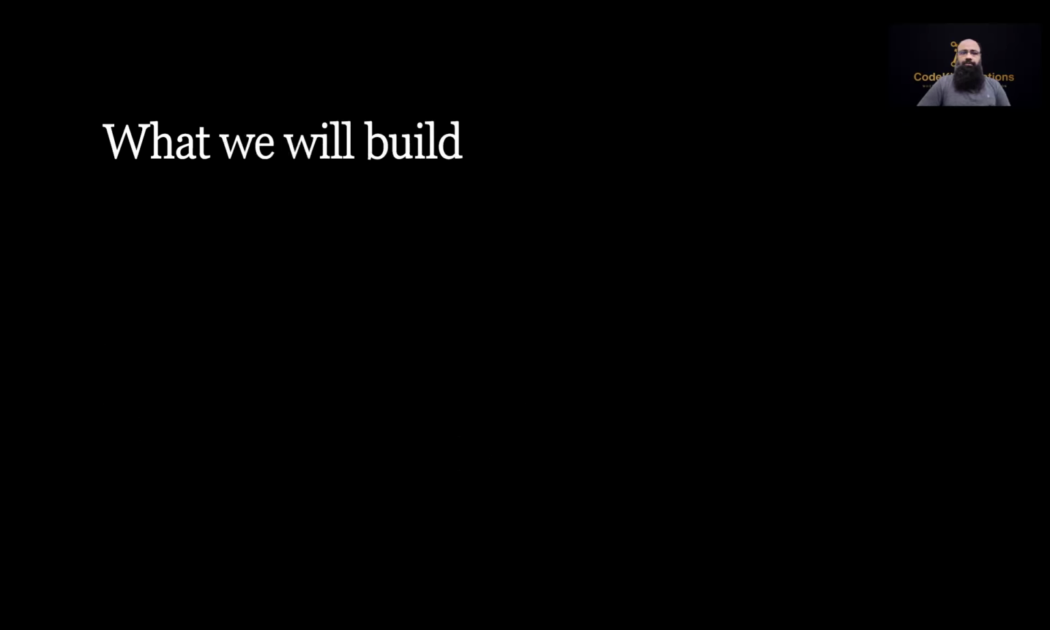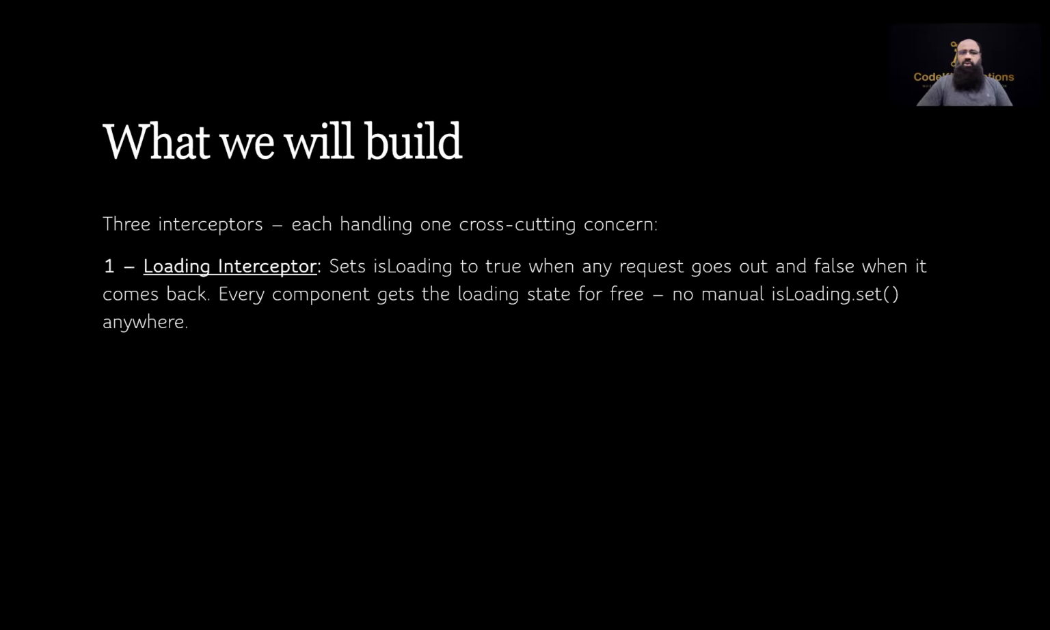So what we are going to build in this video is add three interceptors, each handling one cross-cutting concern. One is going to be a loading interceptor, because we are setting isLoading to true and false in every component. Instead of doing it everywhere, we are going to set it using an interceptor, and then every component gets the loading state for free. There is no manual isLoading set anywhere.